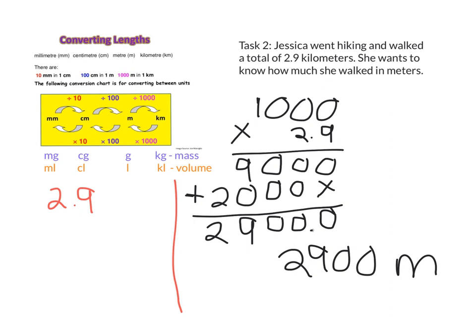So if I go ahead and move the decimal spot, 1, 2, 3, I know I can put in a 0 for each of the spaces I moved. So I put in a 0 and a 0. Therefore, my answer would be 2,900 meters. And again, we get the same answer for both, either way.